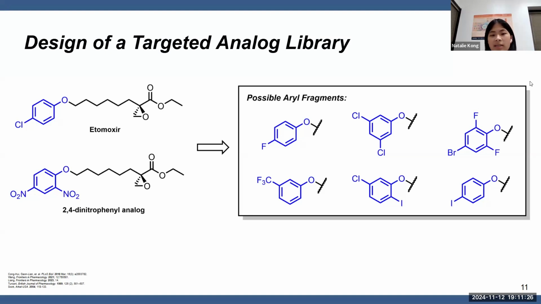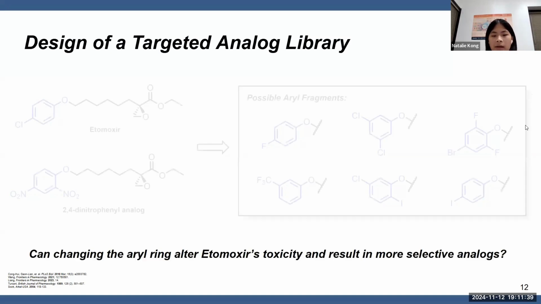We propose that by synthesizing a library of Etomoxir analogs with different aryl fragments varying in hydrophobicity, electronegativity, and so on, we will be able to form novel Etomoxir analogs that will be more selective between the various isoforms.